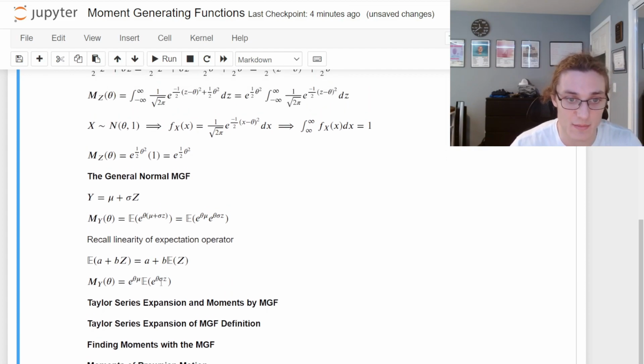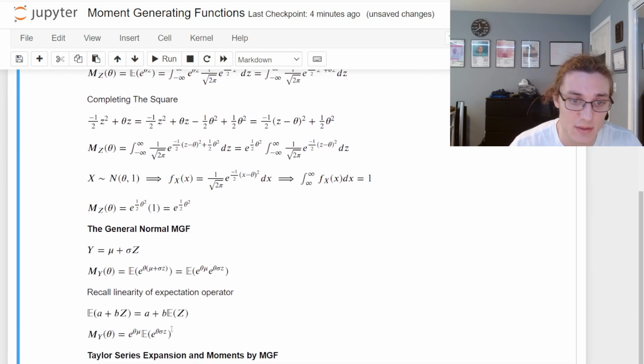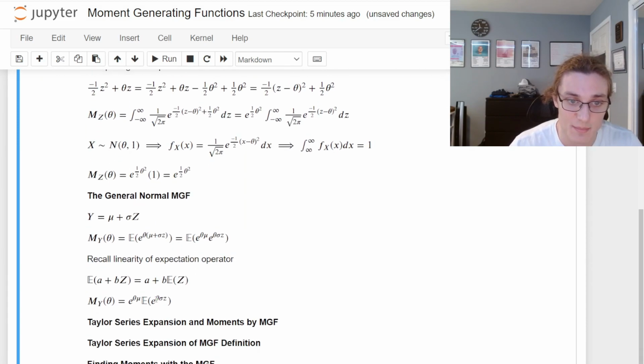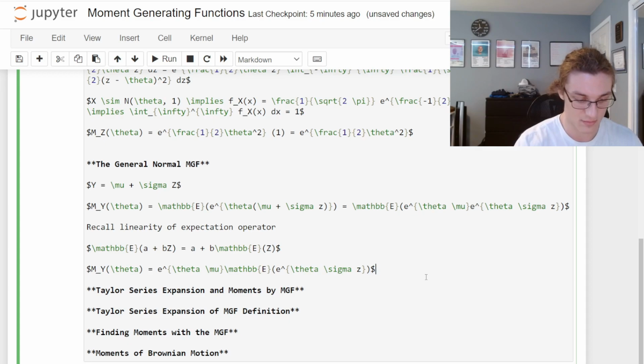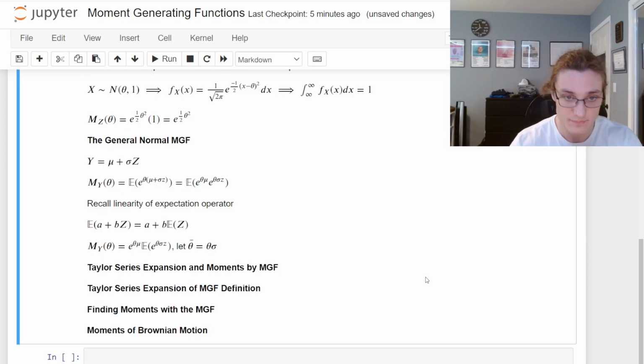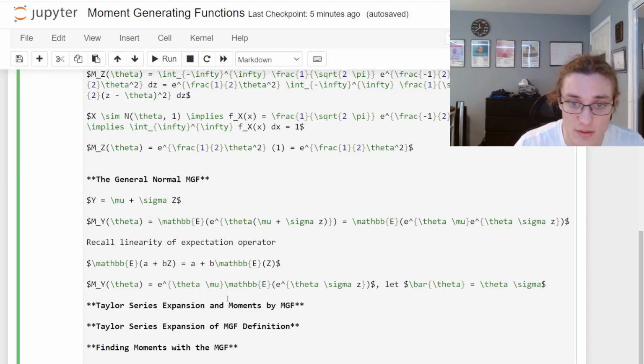So if this is the case, this is almost of the same form as what we had earlier. The only difference is that z is being scaled by sigma. So what we can do, and this is kind of bad notation, is let, maybe I'll just use a hat or a bar, theta bar be equal to theta sigma.